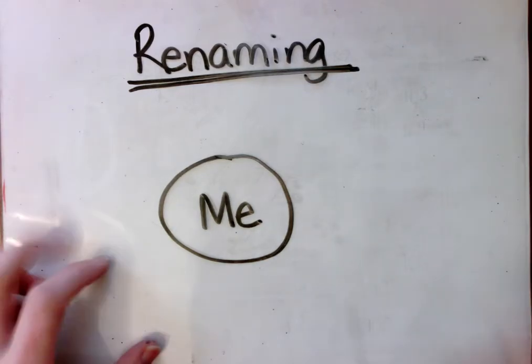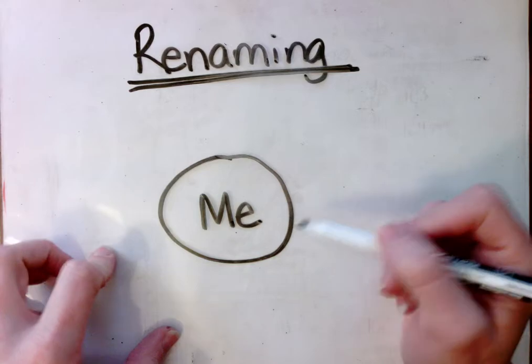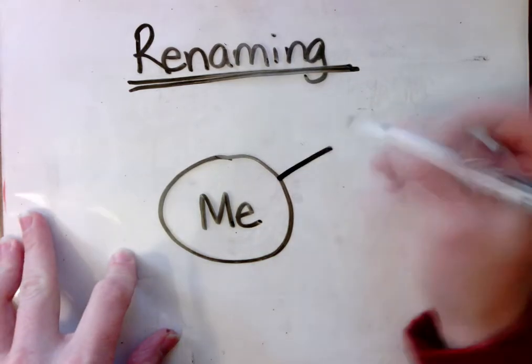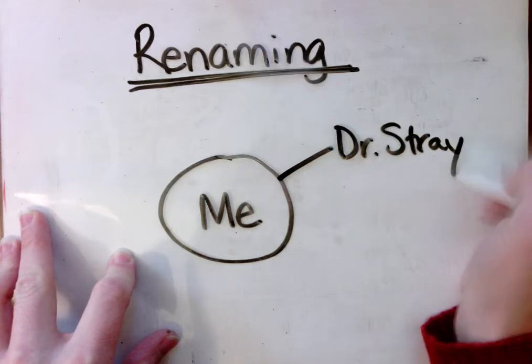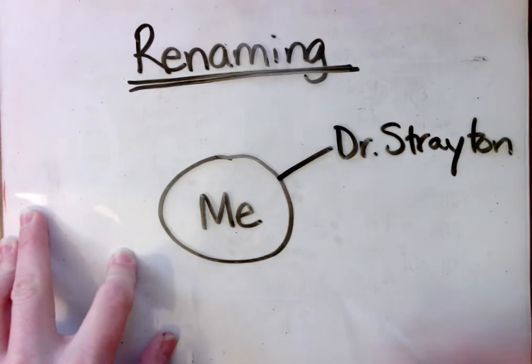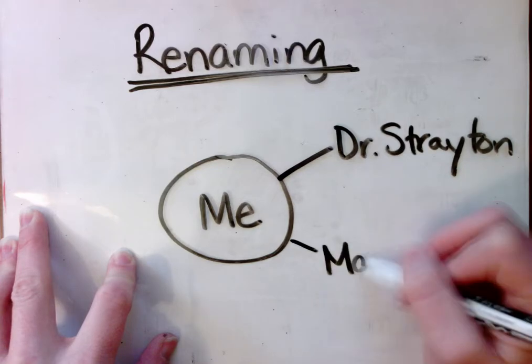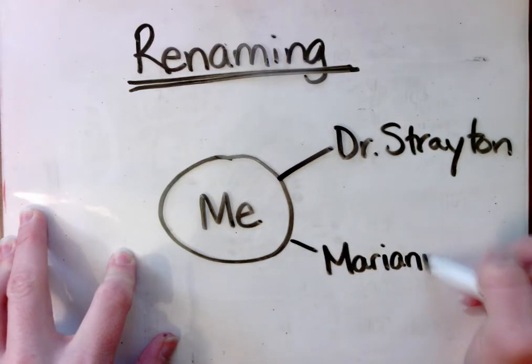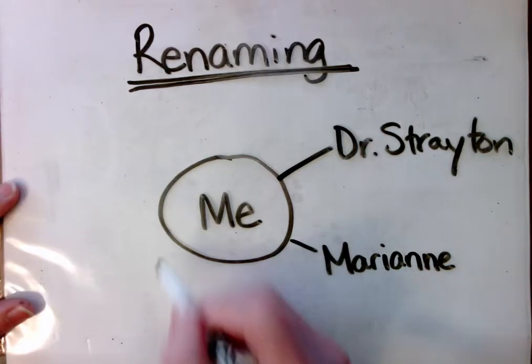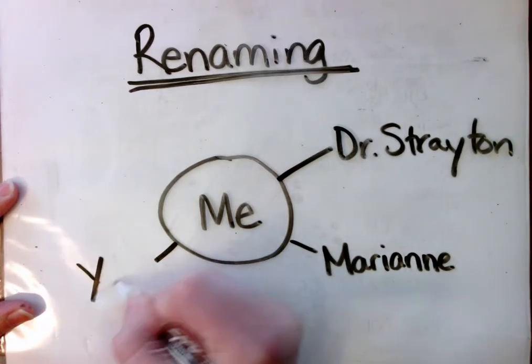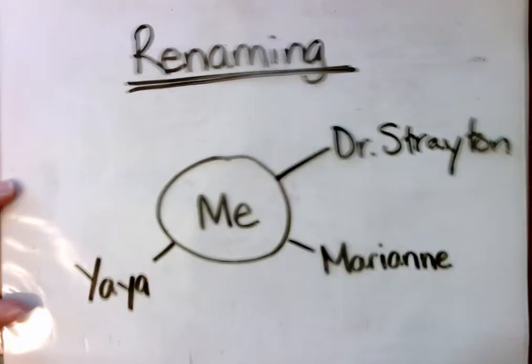Think about me. I have a lot of different names. In school, my students address me as Dr. Straighten. If I'm with my friends, they'll call me Marianne. My brothers or my sisters-in-law call me Marianne also. So different people might use the same name. And my niece and nephew call me Yaya.